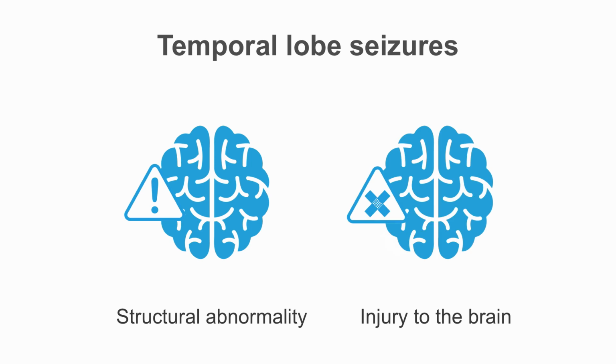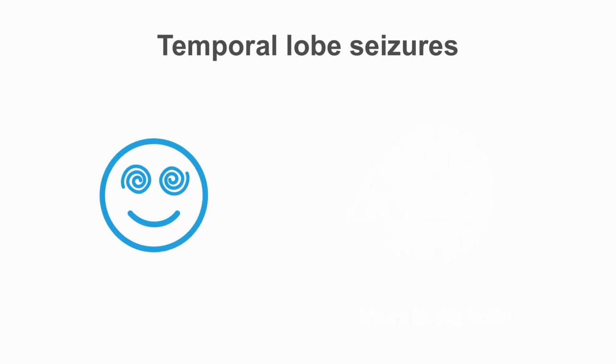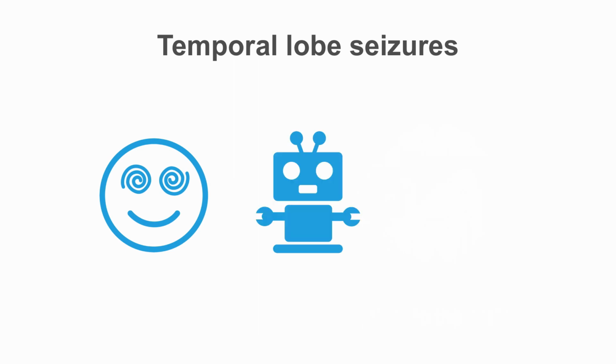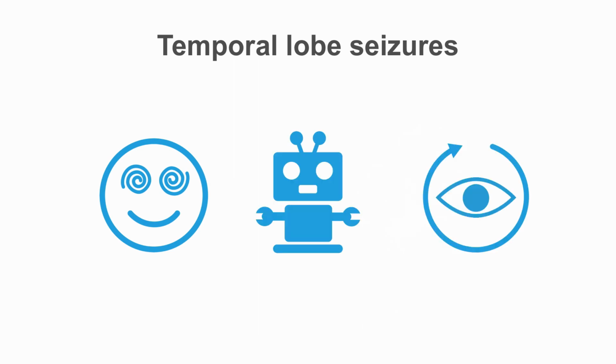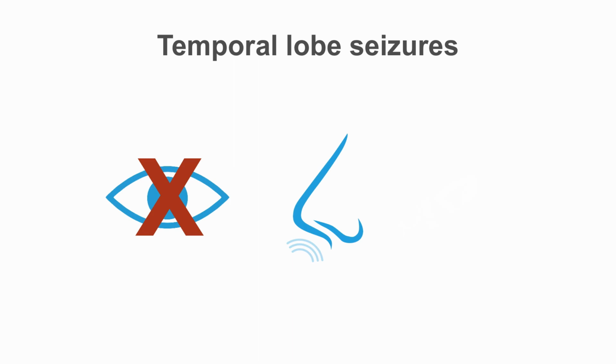Temporal lobe seizures can have many manifestations which we could predict from this lobe's functions. These include visual or auditory hallucinations, automatic behaviors, déjà vu or jamais vu, olfactory hallucinations, and a clouding of consciousness.